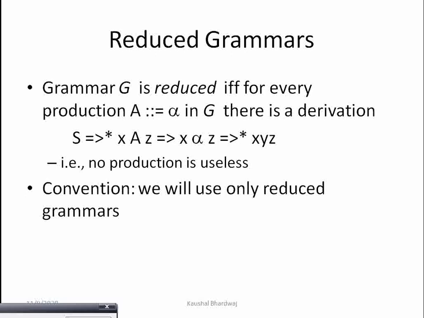A grammar G is reduced if and only if for every production A derives alpha in G, there is a derivation in which it is being used. So the convention is we will use reduced grammar only. Otherwise, we will have to make extra steps, extra symbols, extra effort, which is not needed.